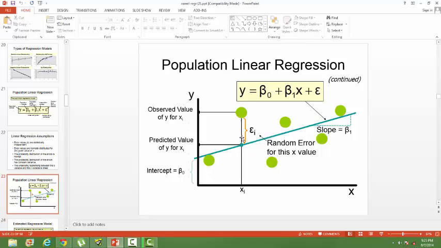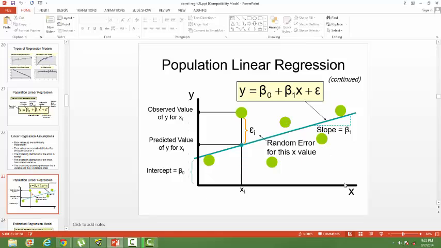So this is the error, the difference between the actual point and the point on the regression line. The idea is that you have a positive error here, right? So for this particular point you have a positive error. For the next point you have a negative error. So the assumption is that this error should cancel out. There is a positive error here, a negative error here, again a positive error, again a negative error.